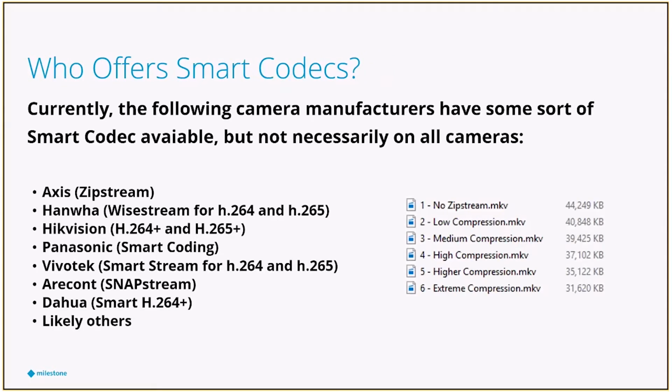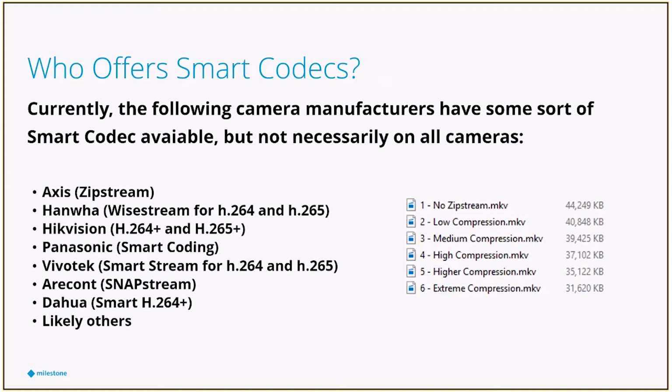So who offers it? Currently, the following list here have some sort of smart codec available. There are likely others that I am not aware of, but I'll let you look at the list there and see the names. Off to the side, there's also a little screenshot I want to point to. This is a quick test I did, and you'll see these cameras when we get to the demo. I went in and did a recording for 5 minutes on this camera. It's the same exact camera looking at the same scene. I just have it replicated and have different compression settings set on it as far as for the smart codec.